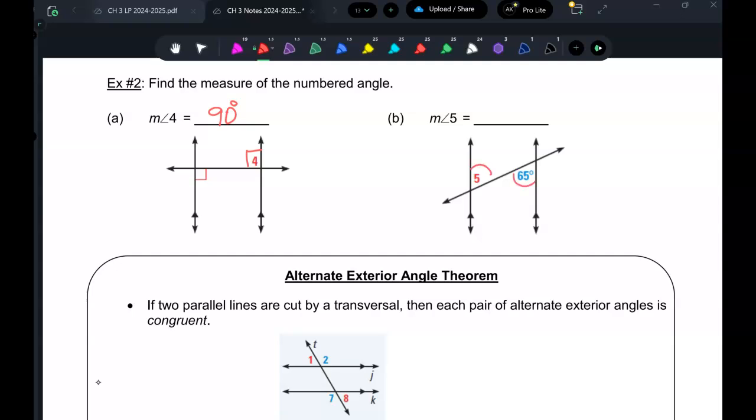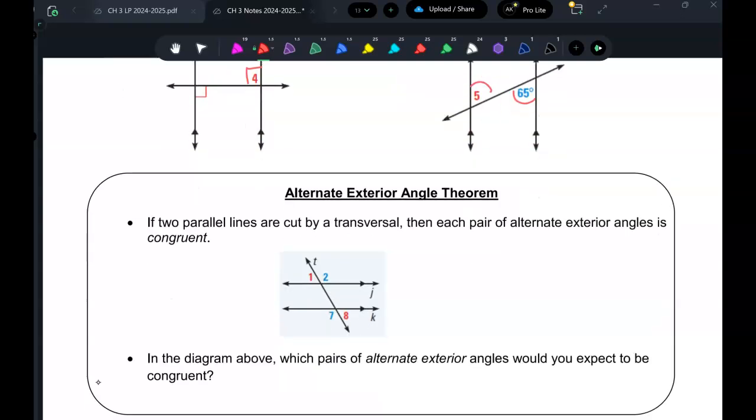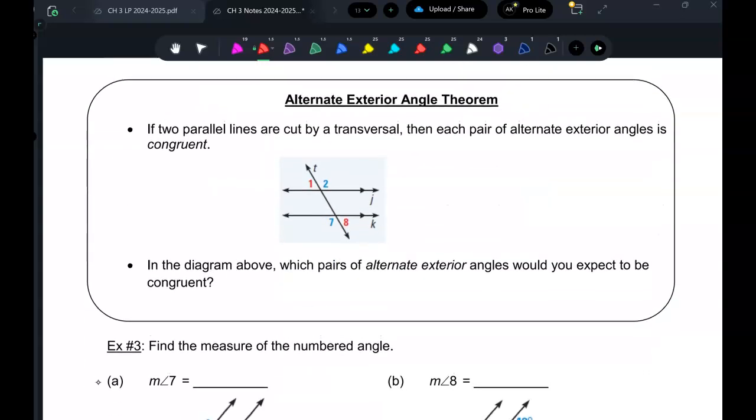Angle 5 has to be the same as 65. Wait, but how? I just think that's how they're the same though, because it's the opposite. It's literally just also the other numbers. Yeah, they're just all the same.